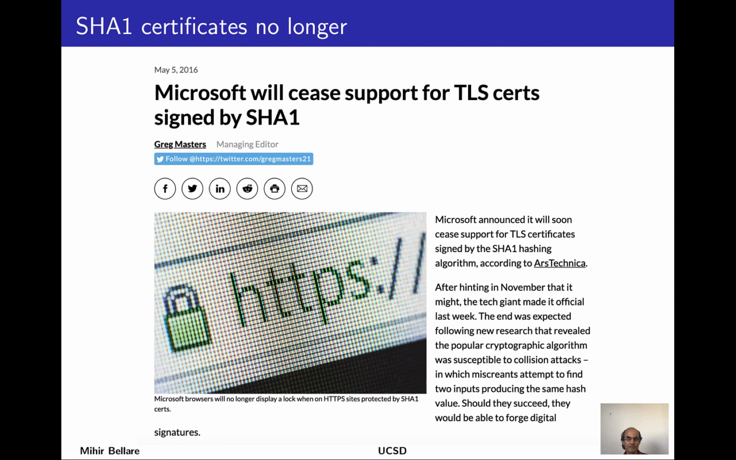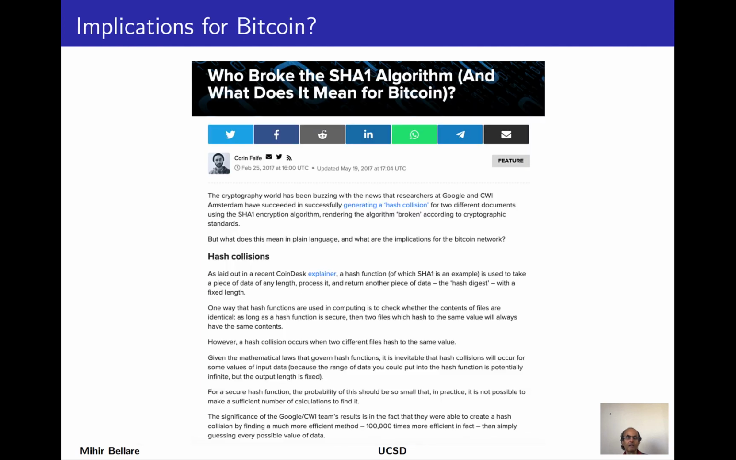You see this announcement from Microsoft that they're going to cease support for any TLS certificate signed with SHA-1. And this, as we saw, attracted a lot of interest. Here's a popular post in which people are worried about the implications for Bitcoin. If SHA-1 has collisions, what does that mean for Bitcoin? Well, not necessarily a lot. Bruce Schneier explains the difference between collision finding and what happens with the use of hash functions in Bitcoin.